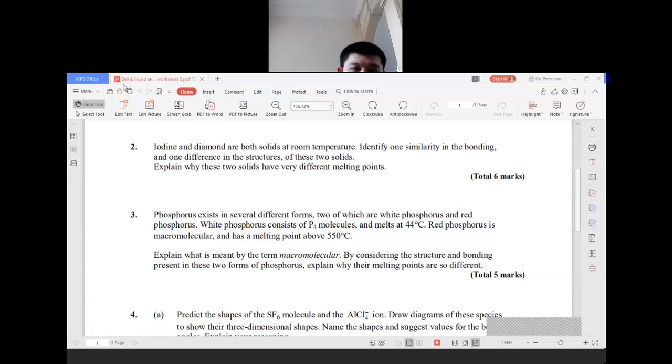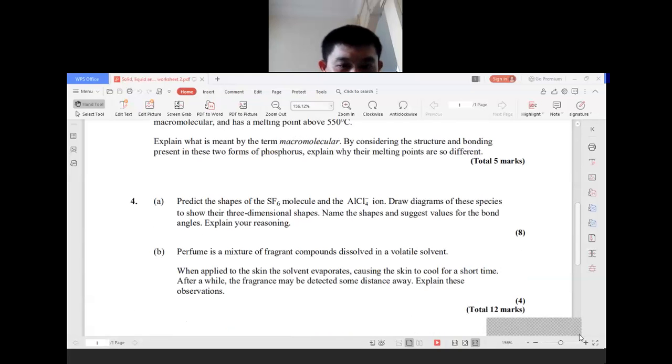Okay, so the question is asking for macromolecular, of course you know, and then about the melting and boiling point, of course you know. Now next number, predict the shape of sulfur hexafluoride. Of course you know already the bond angle and the shape, and then also AlCl4 negative. So you know how to draw, how many bond pairs, how many lone pairs, what is the bond angle, and what is the shape of the molecule.